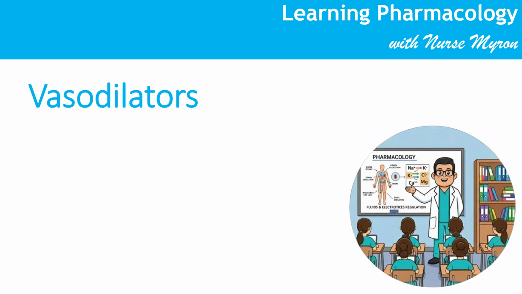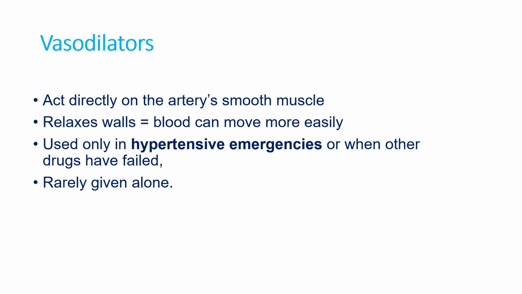Our last group of antihypertensives include your vasodilators. These drugs act directly on the artery's smooth muscle. Vasodilators relax the walls of these blood vessels so that blood can move more easily. These drugs are used only in extreme cases of hypertensive emergencies or when other drugs have failed. Thus, vasodilators are given rarely.